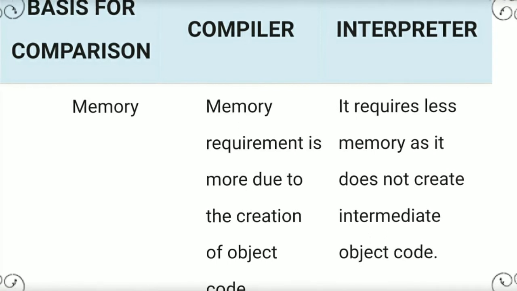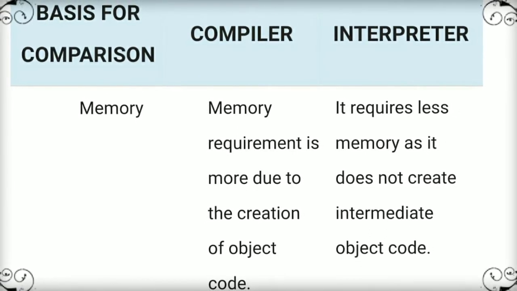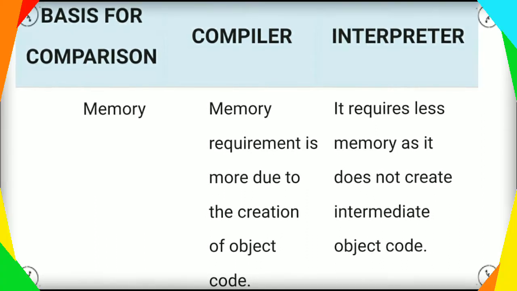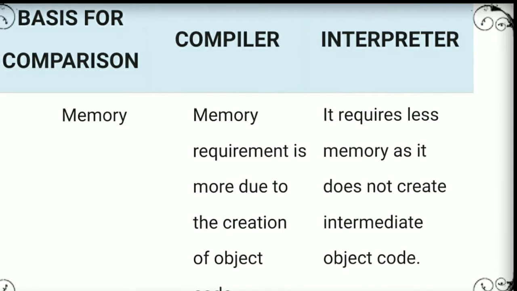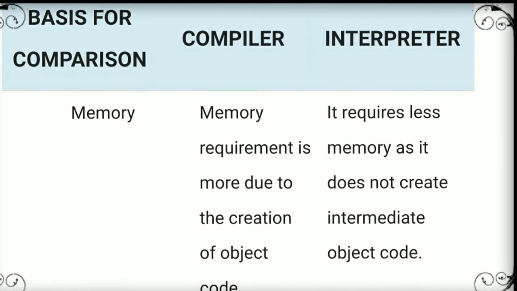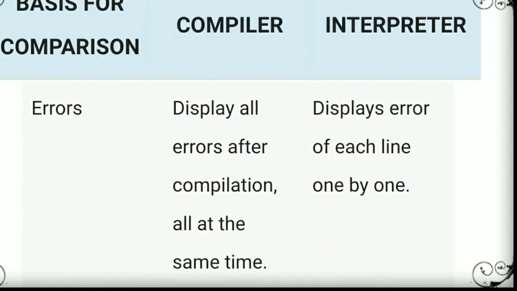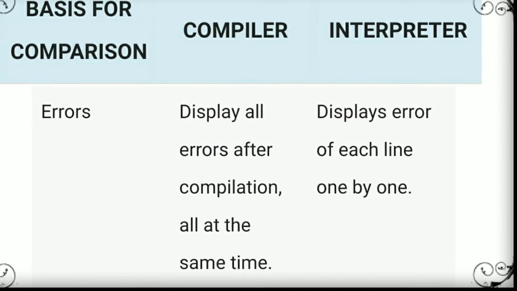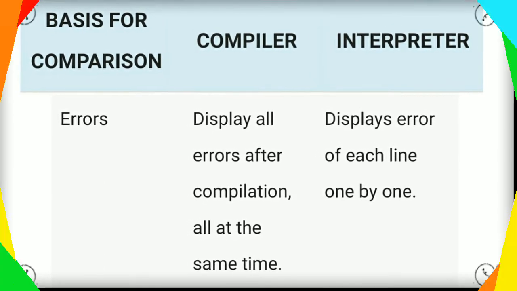The memory. In the compiler, memory requirement is more due to the creation of object code, whereas in the interpreter, no object code is generated. The compiler takes the entire program at a single time and compiles it, so the memory requirement is more due to the creation of object code, whereas this doesn't happen in the interpreter. Next is the errors. In the compiler, it displays all the errors at a single time, but in the interpreter, it displays errors of each line one by one.